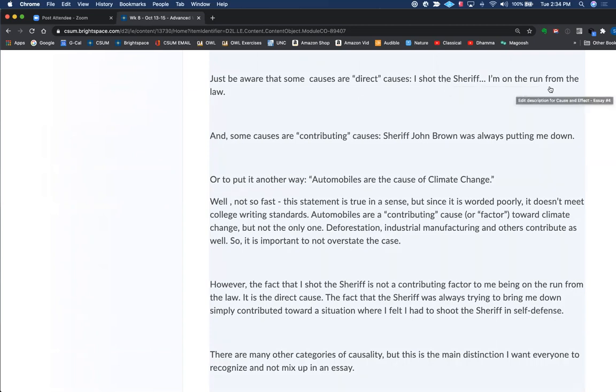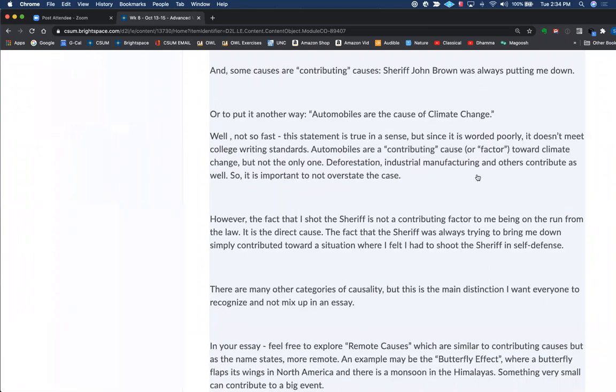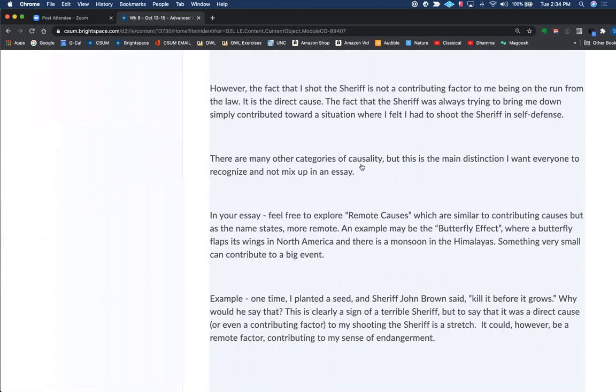I shot the sheriff, so I'm on the run from the law, right? Y'all know the song, right? In the song he says, Sheriff John Brown was always putting me down. So are we to take it that Bob Marley shot the sheriff because the sheriff was putting him down? That's not the right causality, right? It's a contributing factor to something else, in the same way that automobiles are a contributing factor to climate change. Yes, that contributes to it, but there are other reasons such as industrial manufacturing. So you don't want to oversimplify the case. So back to I shot the sheriff.